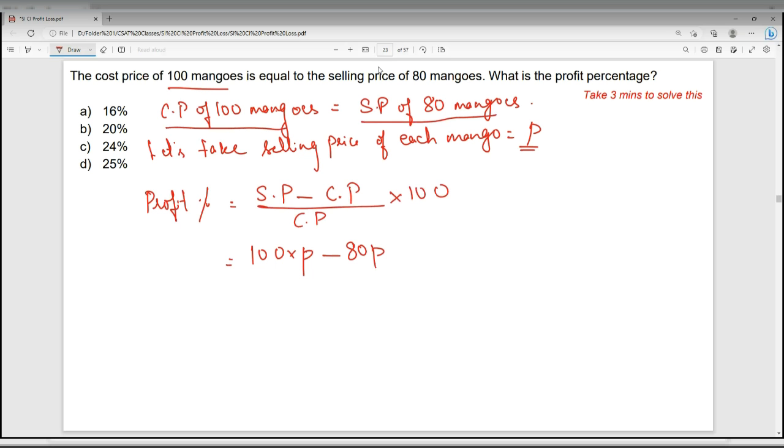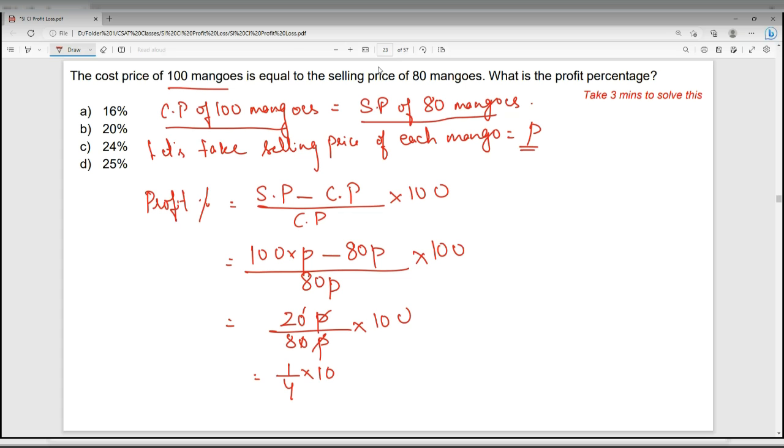This is the cost price. They have given the cost price of 100 mangoes. The selling price is 100 into p. The cost price of these 100 mangoes is 80 into p, divided by the cost price 80 into p, into 100. This would give you the profit percentage. 100p minus 80p is 20p divided by 80p into 100. P gets cancelled. 0 gets cancelled. This is 1 by 4 into 100. This is equal to 25%. The correct answer is option D, 25%.